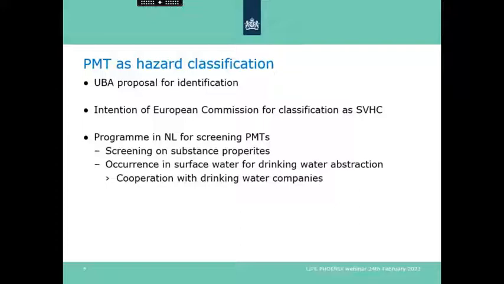Do that together in cooperation with drinking water companies. We try to develop that every now and then, and we're now quite well advanced in also assessing the toxicity of these kinds of substances based on QSAR modeling.